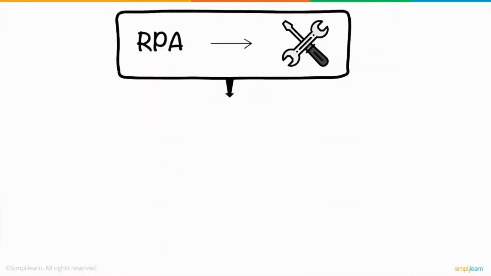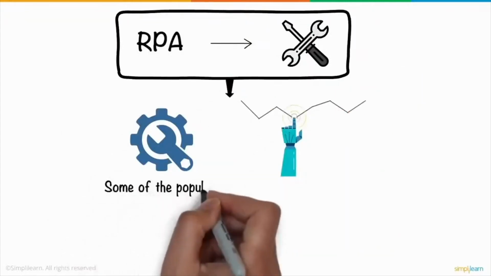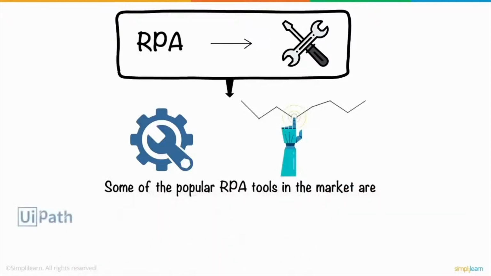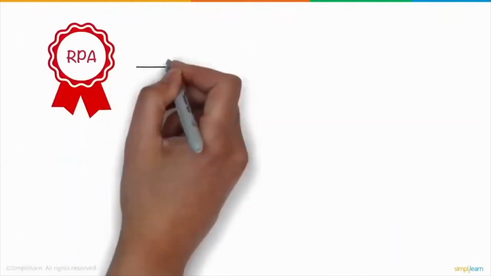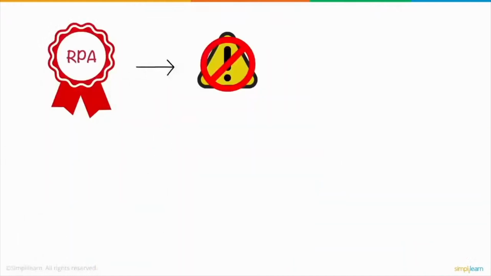To meet the objectives of RPA, tools are used. These RPA tools are software applications that can configure tasks and automate them. Some of the popular RPA tools in the market are UiPath, Automation Anywhere, Blue Prism, WorkFusion, Pega, and Redwood, among others.